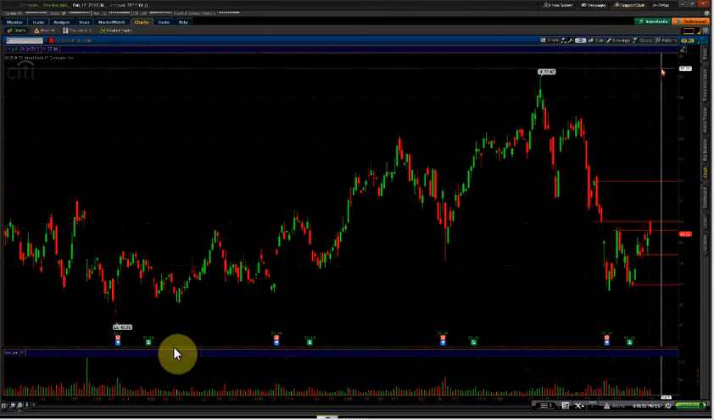Now, the other time that this could be a pretty cool and handy thing, believe it or not, is for day trading. How could this be a good thing for day trading? Let me give you 2 examples.